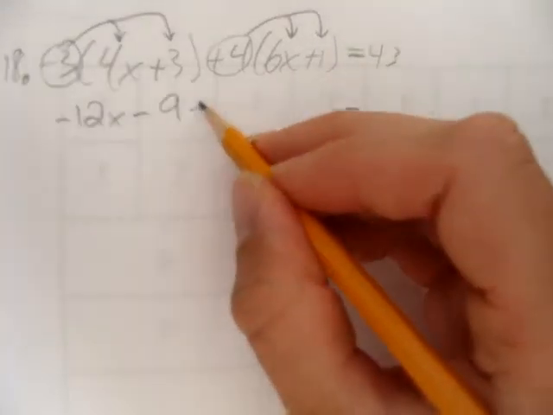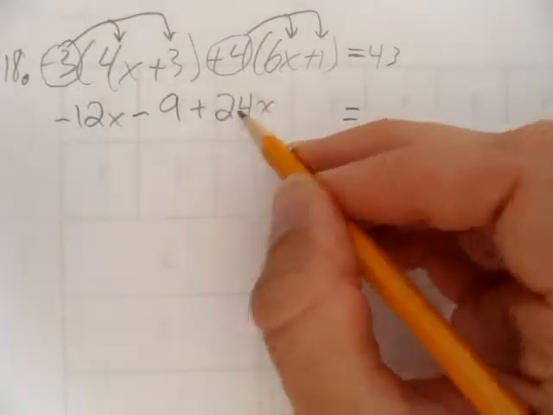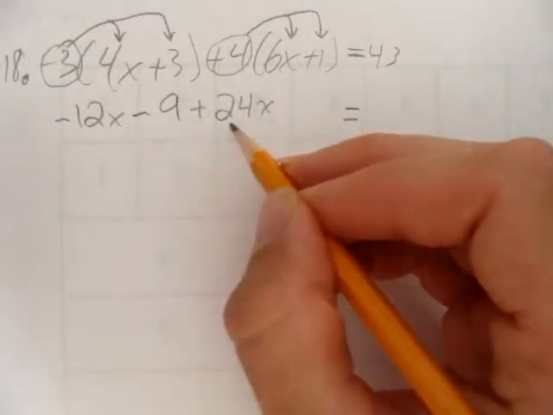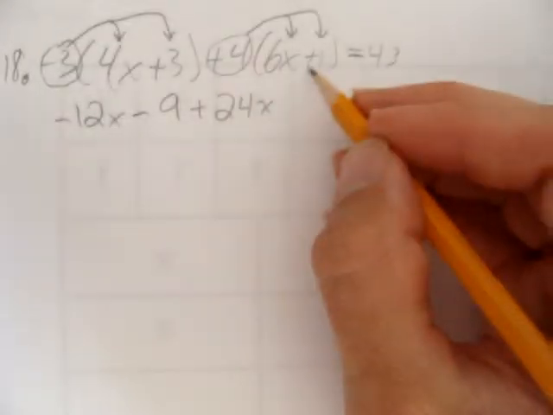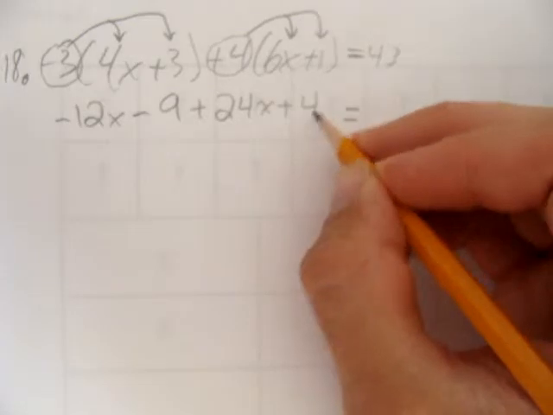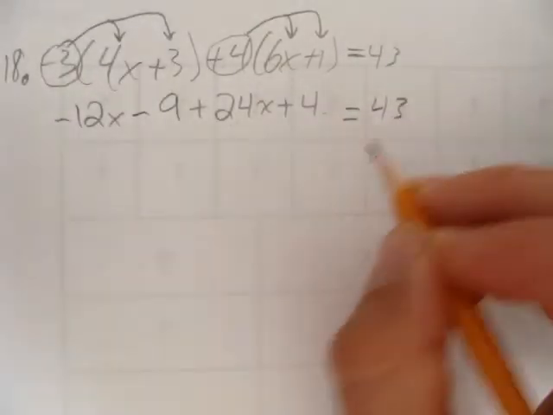So 4 times 6x gives 24x. And don't forget this positive. You need a symbol between this term and the term before it, then the term after it. So keep that symbol in there. Plus 4 times 1 is 4, or plus 4. Again, the answer is positive. And we leave this 43.